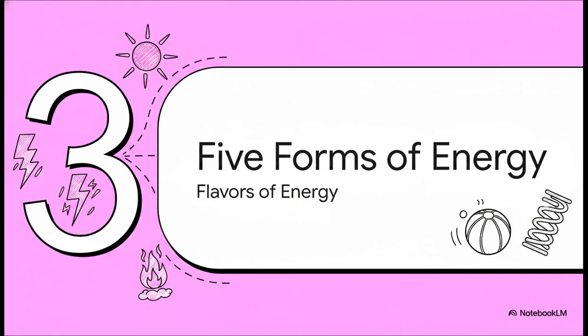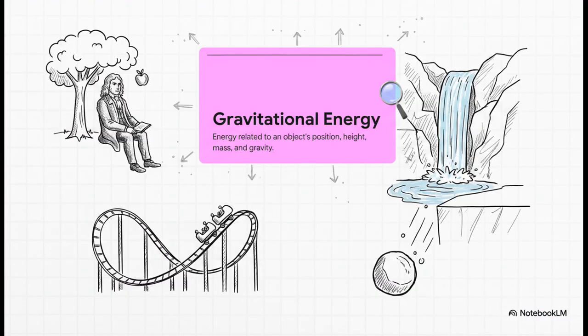All right, section 3, 5 forms of energy. First up, we've got gravitational energy. This is a type of potential energy that's heavily tied to an object's physical position. It really depends on 3 specific things: the height of the object, the mass of the object, and the Earth's gravitational pull. Remember that roller coaster sitting at the peak of the track? It relies entirely on this position-based power. Same goes for falling objects or rushing waterfalls. The higher and heavier an object is, the more gravitational energy it has stored up.